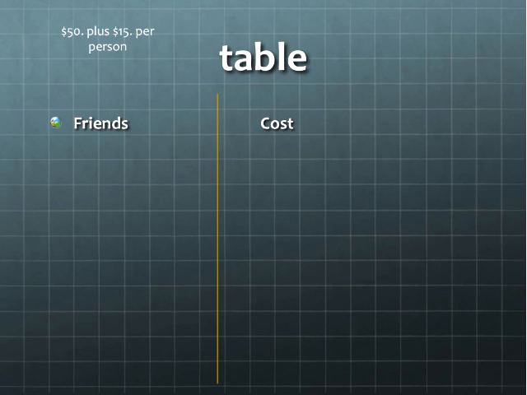Here we go. All right, so I put it up here. That's what we're dealing with, $50 plus $15 per person. So if I have 0 friends, we know that my cost was $65. All right.